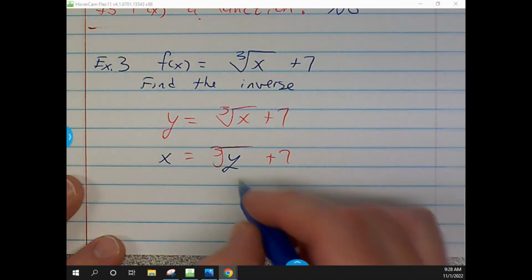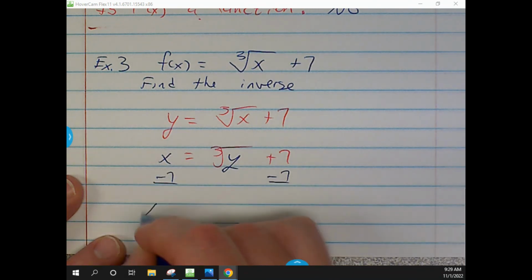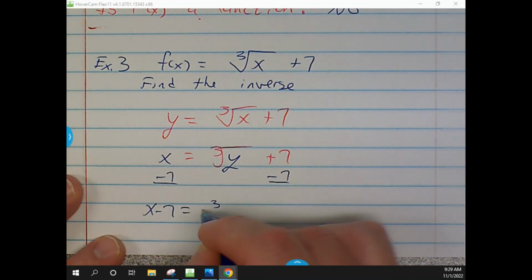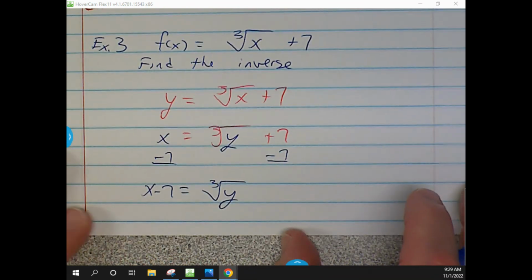Okay, same setup. You've got the y plus 7, so we're going to subtract 7 from both sides. But how do we get rid of the third root of y?